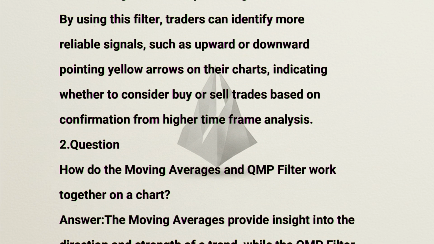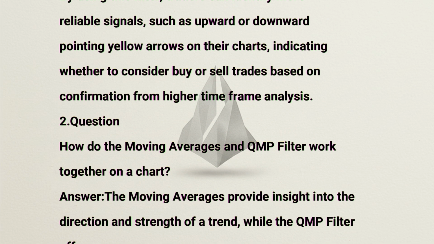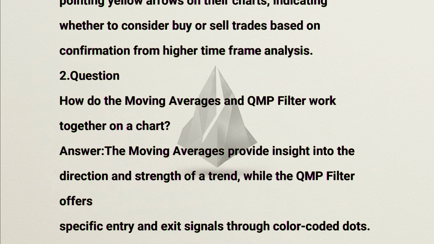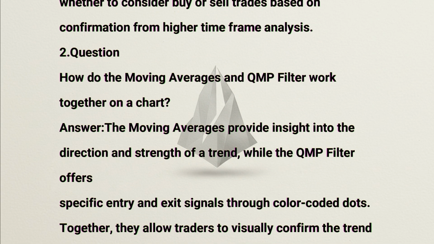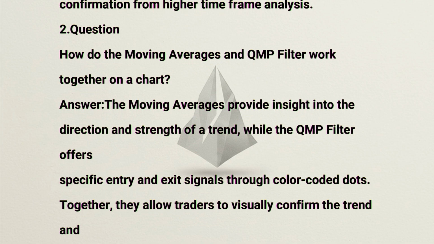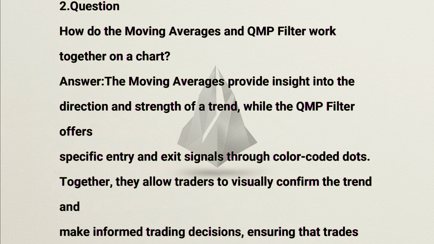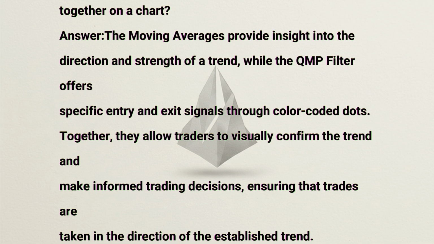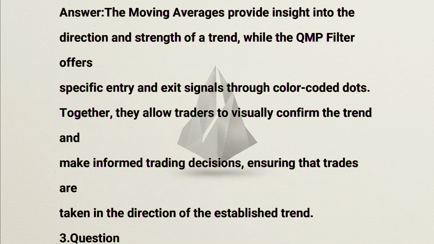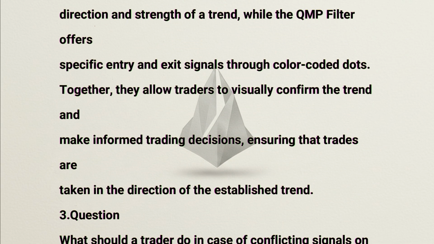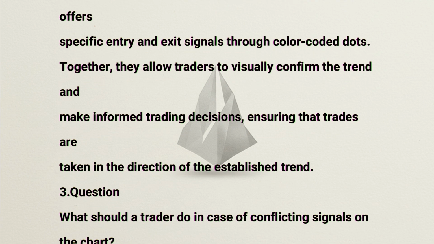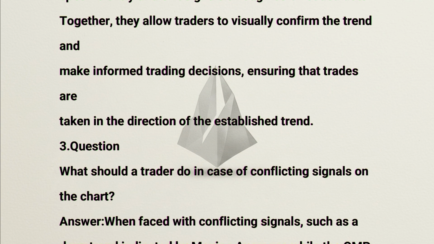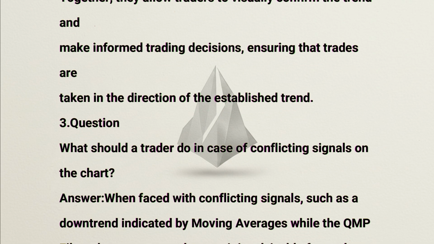2. Question: how do the moving averages and QMP filter work together on a chart? Answer: the moving averages provide insight into the direction and strength of a trend, while the QMP filter offers specific entry and exit signals through color-coded dots. Together, they allow traders to visually confirm the trend and make informed trading decisions, ensuring that trades are taken in the direction of the established trend.